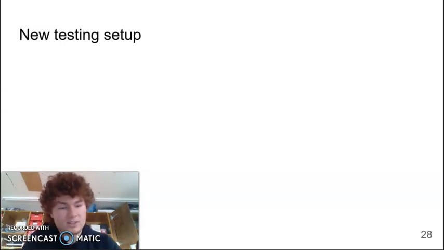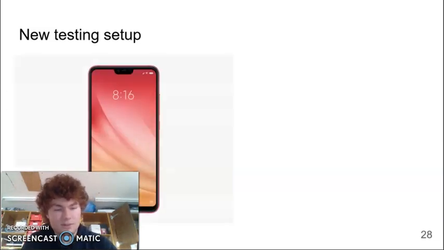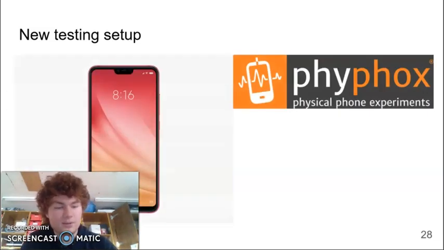For my updated testing setup, as I knew I needed to obtain a lot of data and that tracking each video was slow, I attached my phone to the pendulum. This allowed me to use Phyphox, a phone app that allows me to use my phone's accelerometer and gyroscope to track the vertical acceleration and angular velocity of the pendulum.